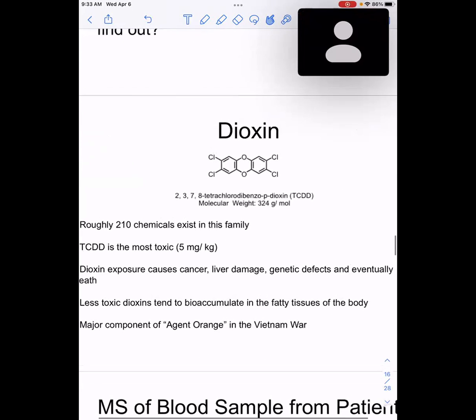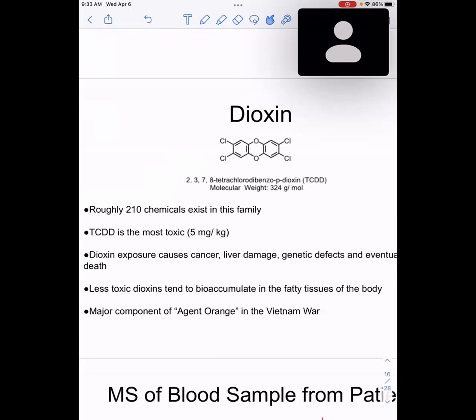It has 210 different chemicals in this family. You can imagine they're all different isomers, where the chlorines are in different positions, or there may be 4 chlorines, or 3, or 2, or 1, or none, right? All those different constitutional isomers can exist.